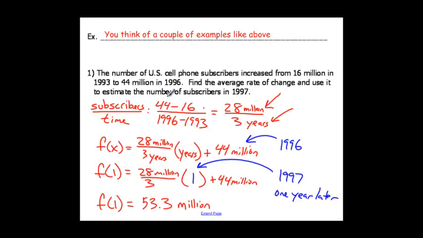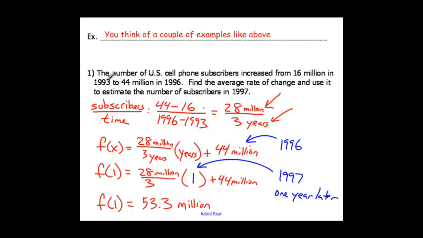And then it says find the number of subscribers in 1997. So this is y equals mx plus b. Here's y equals, here's your slope, plus b, or starting point. Well, we know we started at 44 million in 1996. In here, you could pick either 96 or 93.